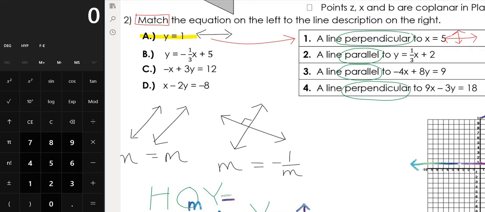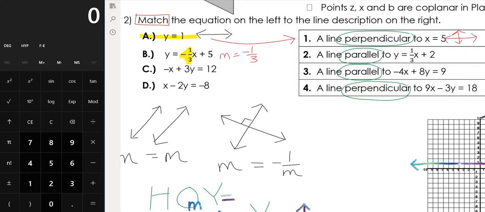Okay, I'm going to take a look at B. I notice that for B, it's already in slope-intercept form, which makes it very easy for you to tell what the slope is of that line. The slope of this line is negative 1/3. Negative 1/3, I'm going to write it down so I can keep track of all of my slopes, because that's really what determines if things are parallel or perpendicular. So I have the slope of negative 1/3. Let's see if it fits any of the situations here.